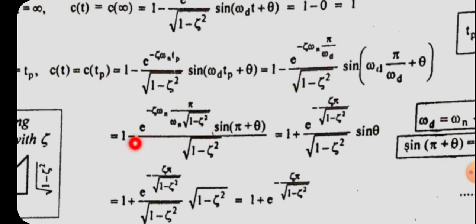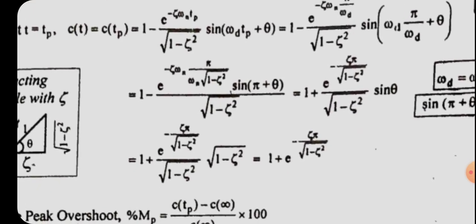So that will be equal to 1 minus e raised to minus epsilon into omega n into pi by omega n into square root 1 minus epsilon square, into sin of pi plus theta divided by square root 1 minus epsilon square. Here omega d and omega d get cancelled, and also omega n and omega n get cancelled. So we get 1 minus e raised to minus epsilon pi divided by square root 1 minus epsilon square, whole divided by square root 1 minus epsilon square, into sin of pi plus theta, which is equal to minus sin theta. Since there are two minus signs, it changes to plus.